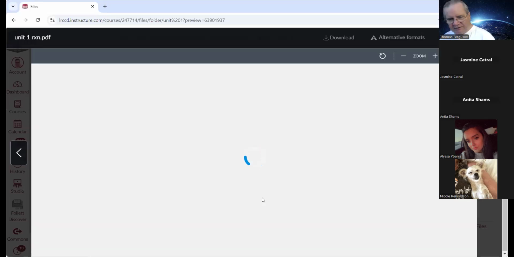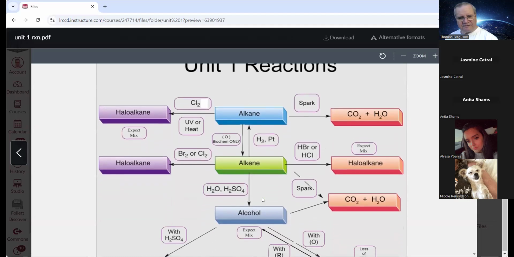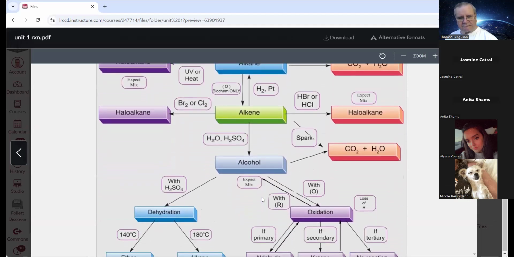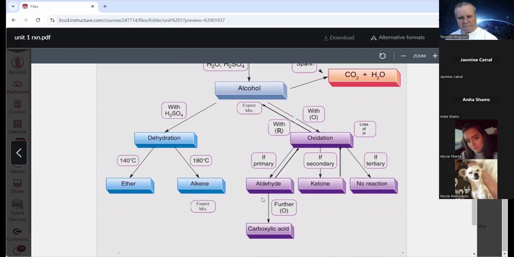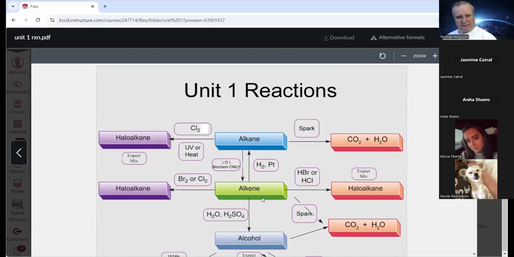And I'm going to give you a copy of this for your tests. Okay, so these are all the reactions for Unit 1. Unit 2, I've got this same one built up even more. Okay, so right now we are right here.